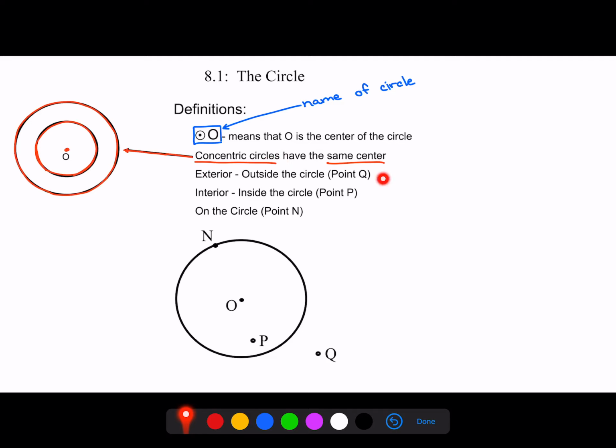Next up, exterior. That just means outside the circle. We can see that down below with point Q. Interior means inside the circle. We can see that with point P. That's inside the circle. It's not on it. Very important that it's outside, inside, but not on. And then point N is on the circle, as we can see right up here. So those are some simple definitions for us to get started.